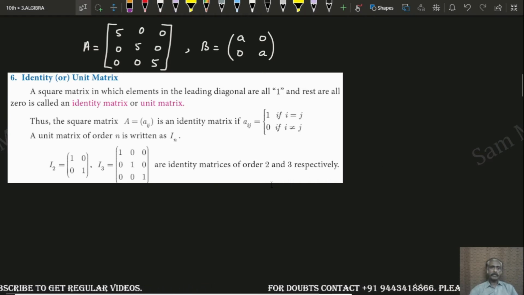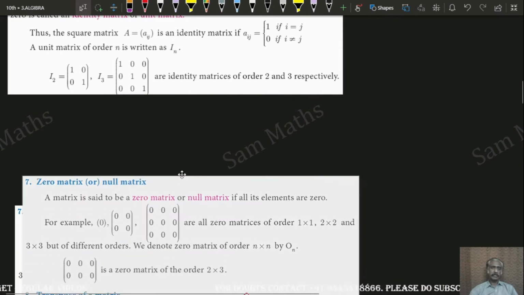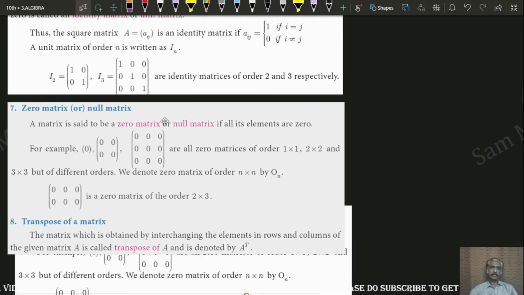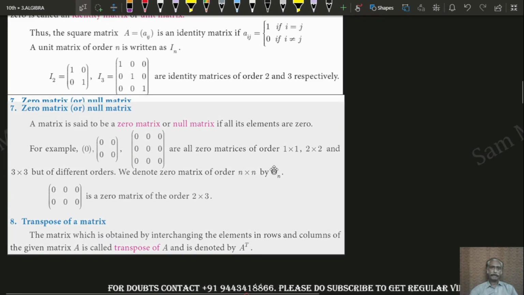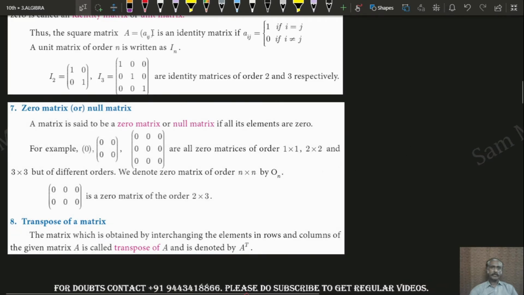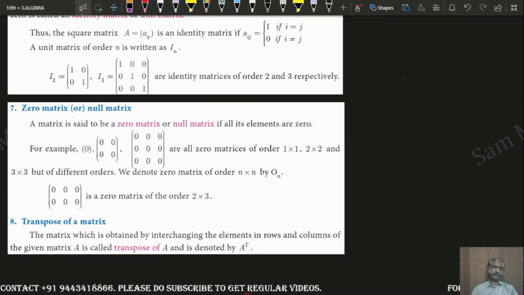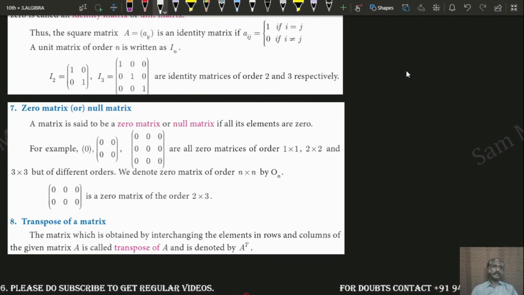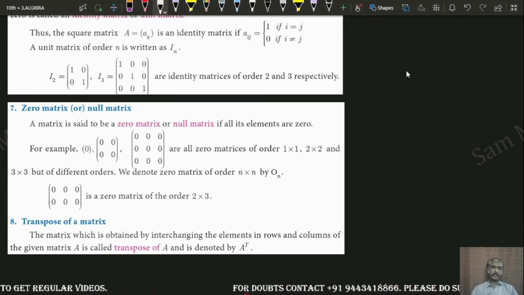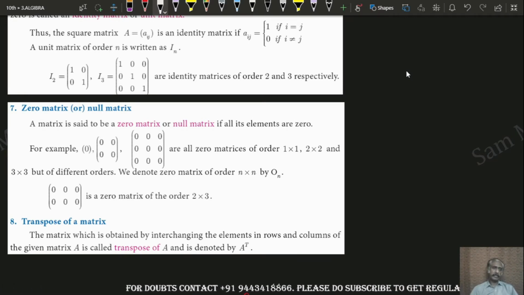Now we can go for zero matrix. Zero matrix or null matrix. Listen, children. Zero matrix means all the entries must be 0. All the elements must be 0. So normally we used to write 0 matrix. First 0 matrix, 1 by 1 0 matrix, 2 by 2 0 matrix, 3 by 3 0 matrix, etc. The last line it's given 0 0 0 0 0 0. It's a 0 matrix of order 2 by 3.